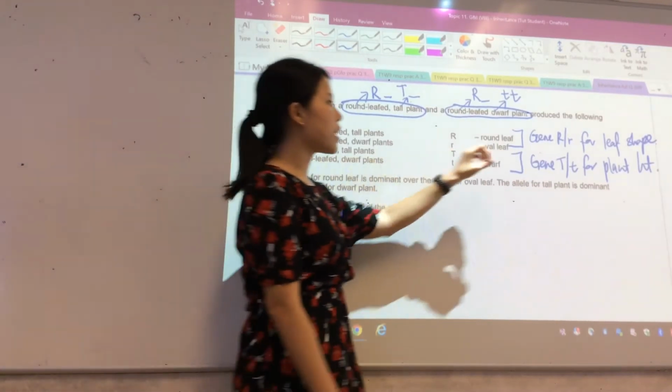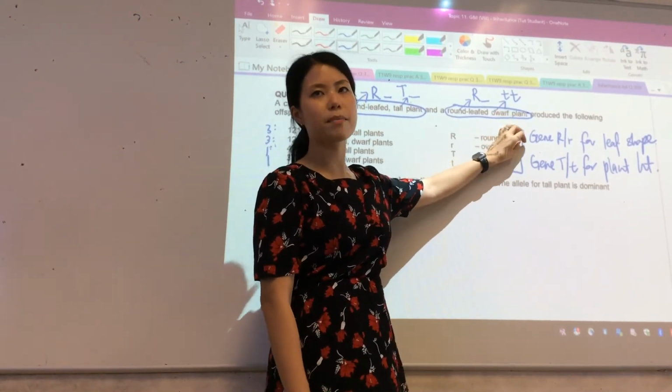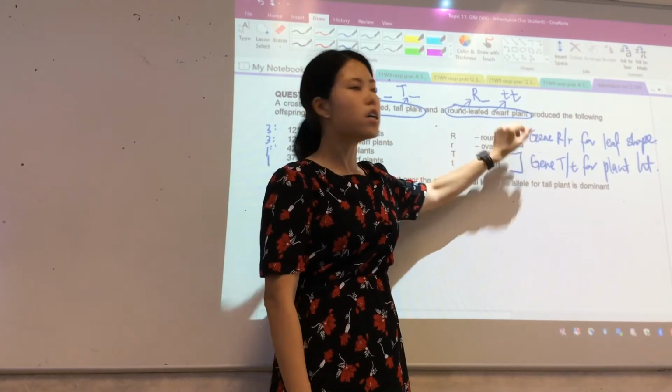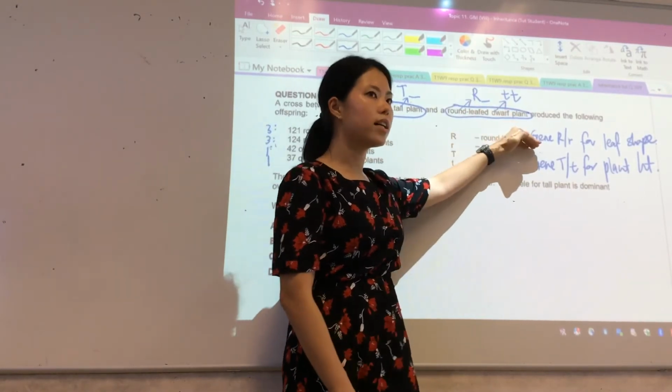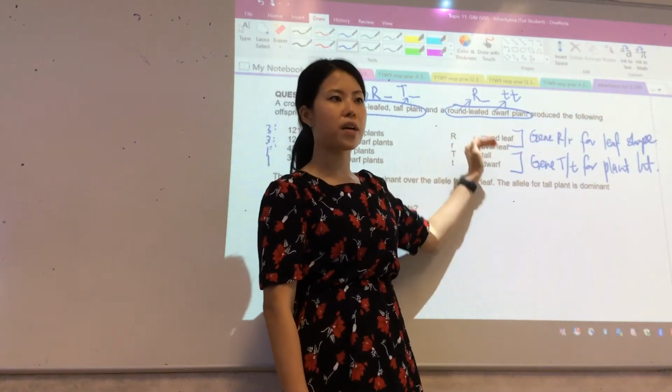Very good. So what you can do is, instead of considering these two gene loci together, that means the two characteristics together, you can separate the gene loci. You focus on the first gene locus, then after that the second. So you treat it as if it's a monohybrid question.